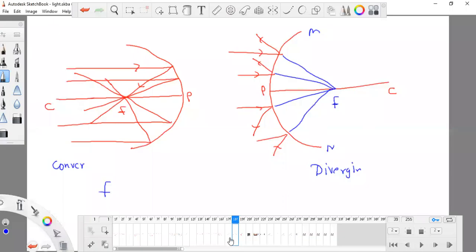So both of them have principal axis and everything. Okay, one more thing I wanted to tell you, I just forgot.